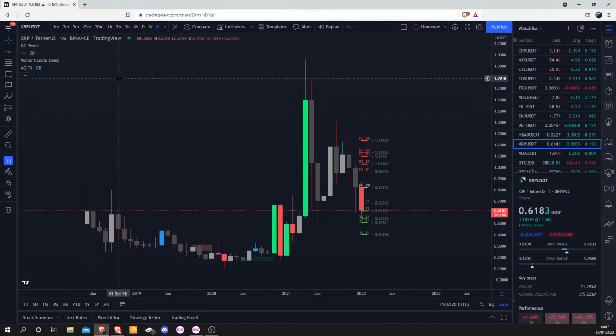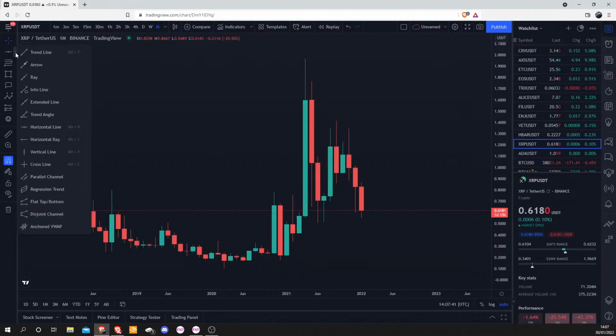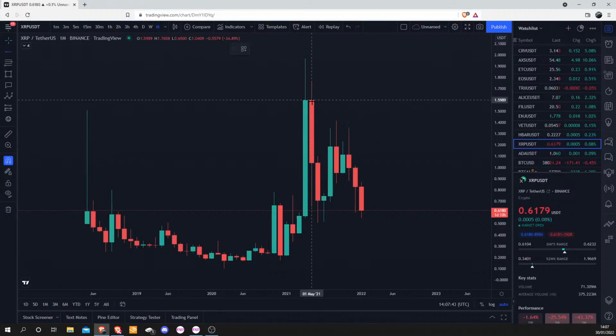Well, I'm going to start and just fly through XRP real quick, and then I'll explain a bit as I'm walking along. First thing is always just mark out the higher time frame levels.